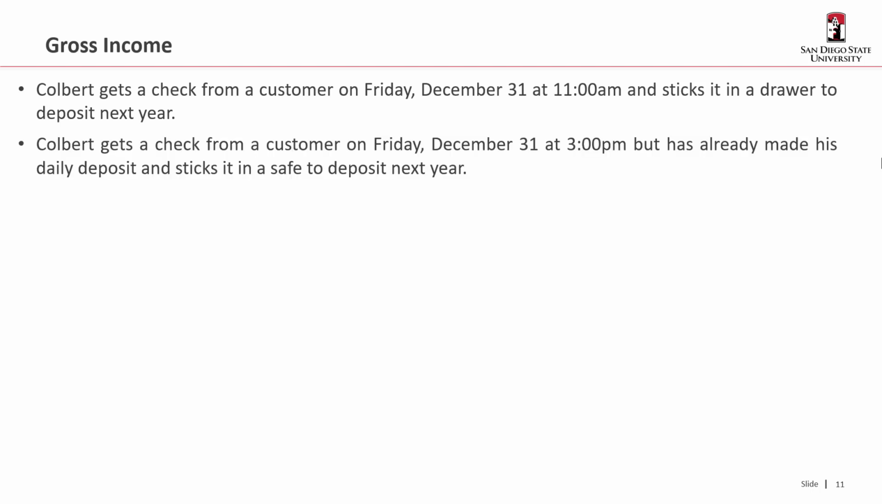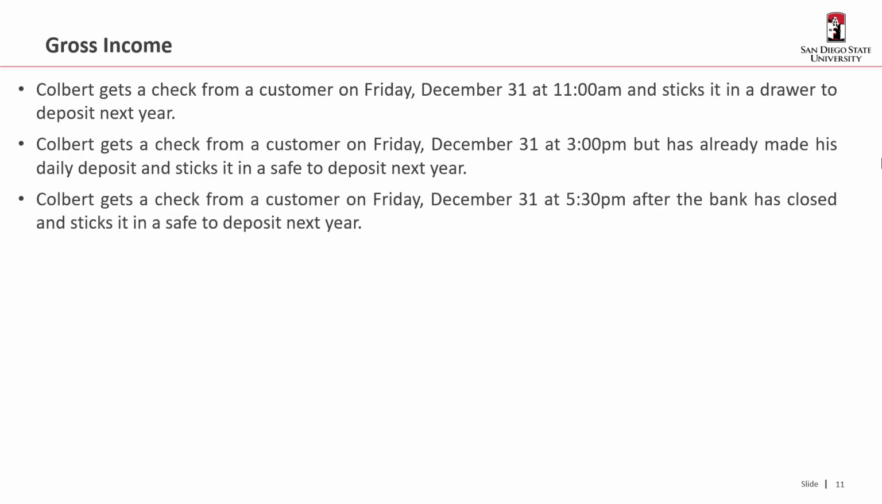So how about if Colbert gets a check from a customer, same day, but it's at 3 p.m.? He's already made his daily deposit, so he doesn't feel like going to the bank again this afternoon, so he just shoves it in the safe to deposit next year. Is that constructive receipt? And the answer is the same. Yes, it is. Again, just because he doesn't feel like going to the bank, that really doesn't matter.